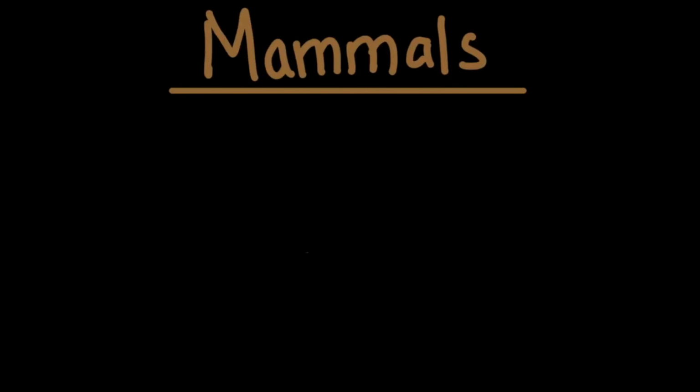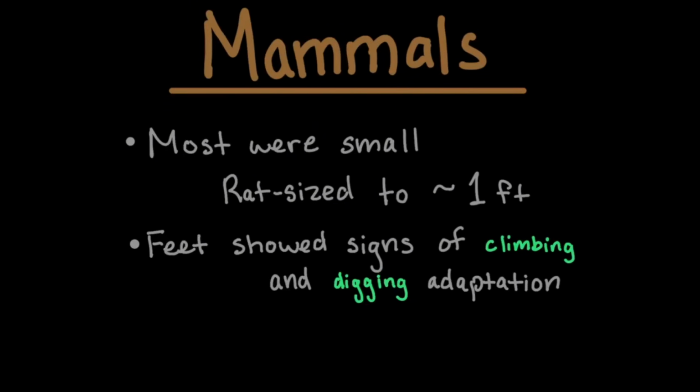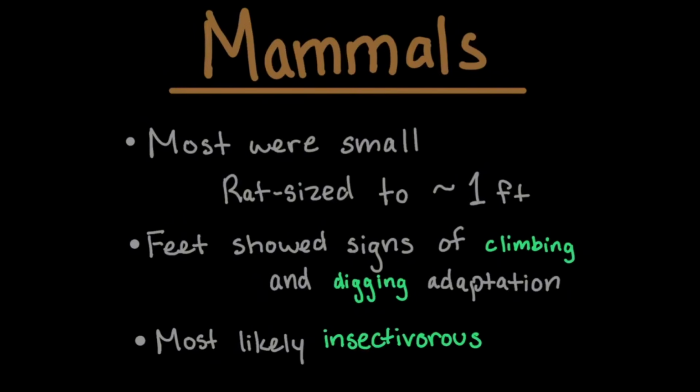During the Jurassic, mammals continued to diversify but remained small. They range from rat size to about a foot long. The feet of these early mammal fossils showed indication of burrowing and climbing adaptations. These mammals were most likely insectivorous, meaning they fed on insects.